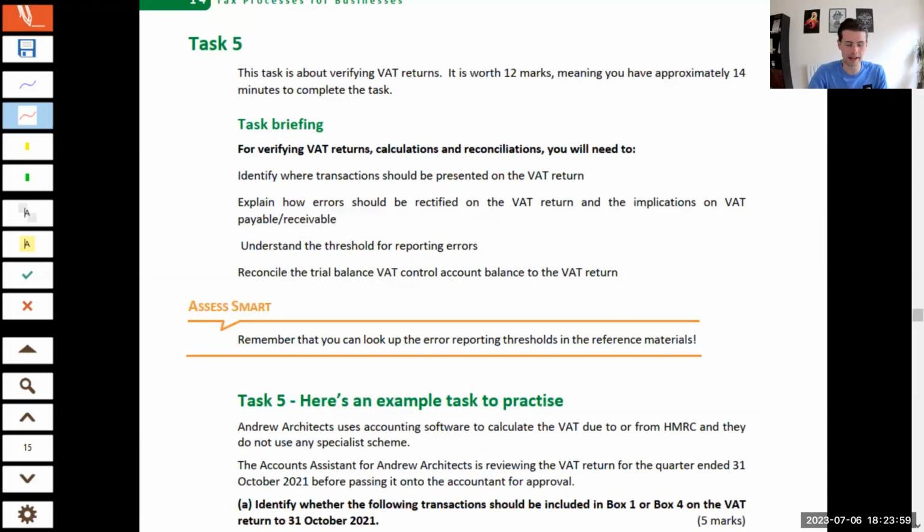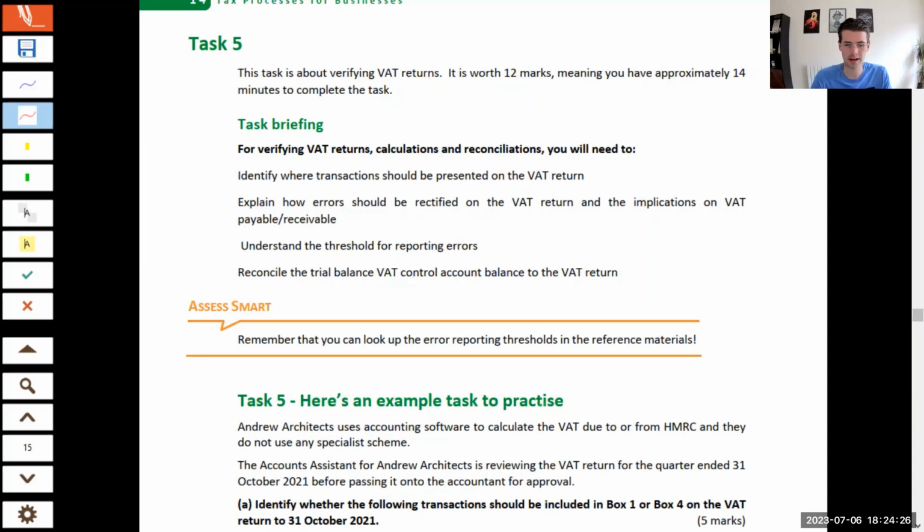Now, truthfully, this mock 1 is quite nice. It's certainly not the hardest one you'll sit, so I would strongly recommend you sit as many mock assessments as possible. But I think this has probably got some of the trickiest questions. That's my opinion, you might disagree, you might find other sections are. But this one stretches you a little bit more than what you've seen in the first 4 tasks. So this task is about verifying VAT returns.